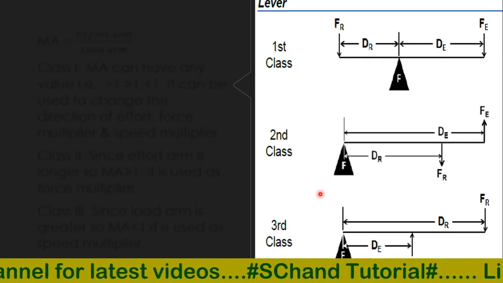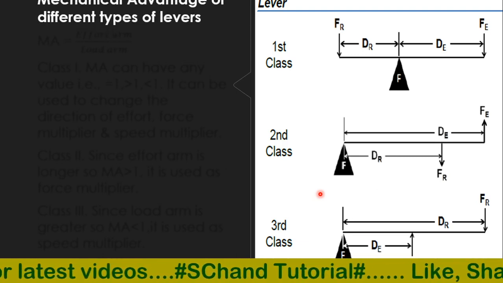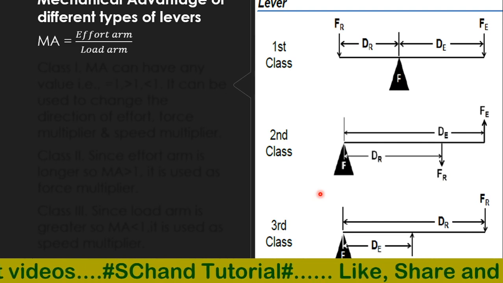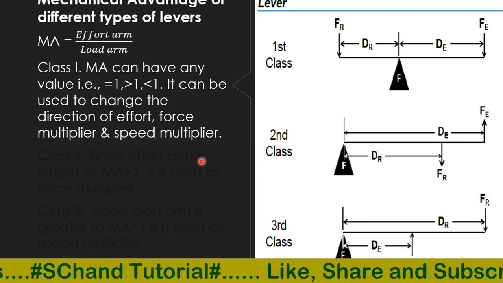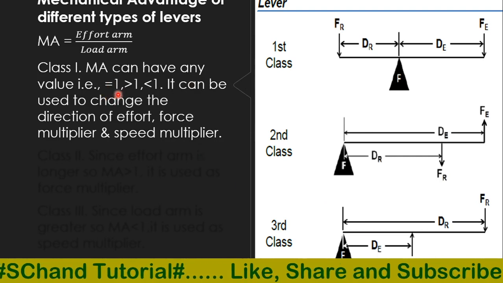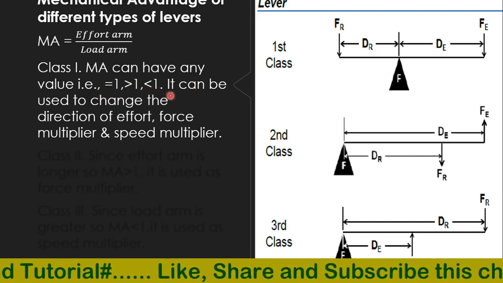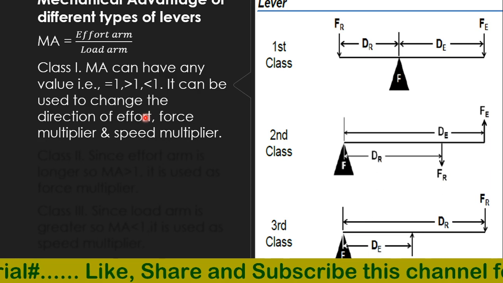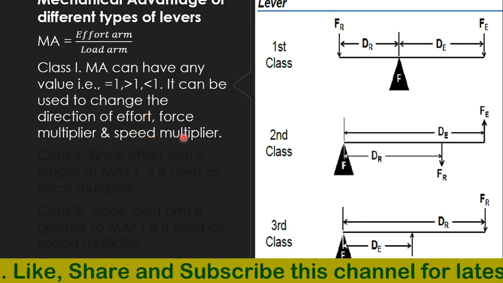Levers of first class. Mechanical advantage of different types of levers. Mechanical advantage is equal to effort arm over load arm. So for class 1, mechanical advantage can have any value, that is, it can be equal to 1, greater than 1, or less than 1. So it can be used to change the direction of effort. It can act as a force multiplier, or it can be used as a speed multiplier.